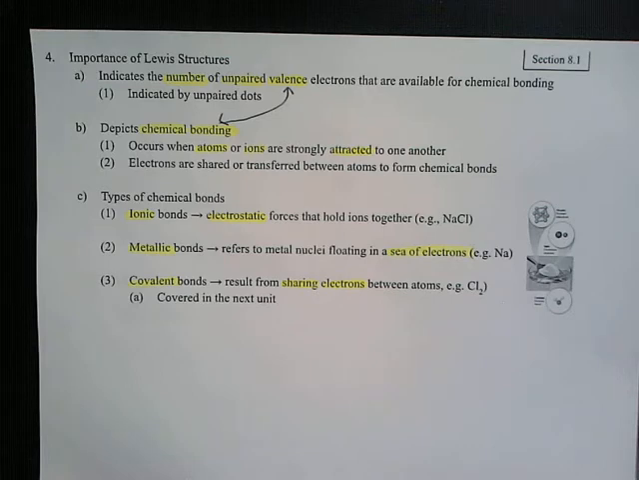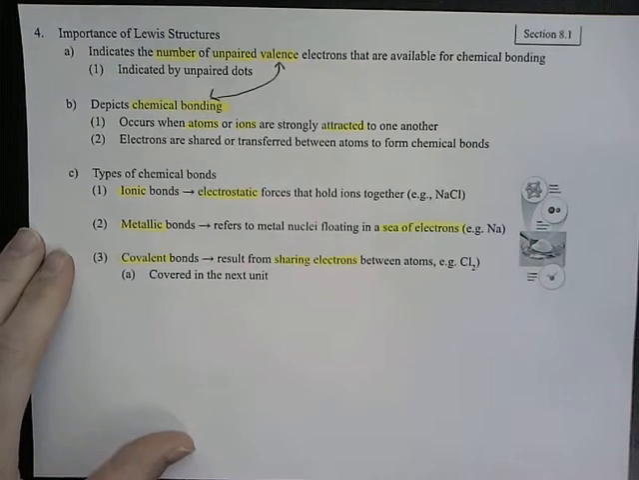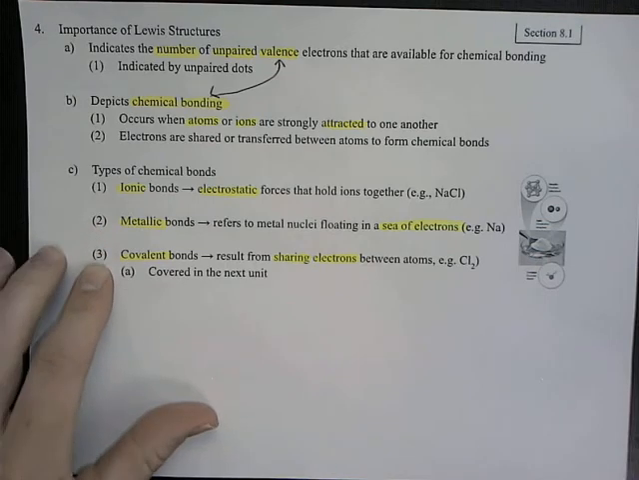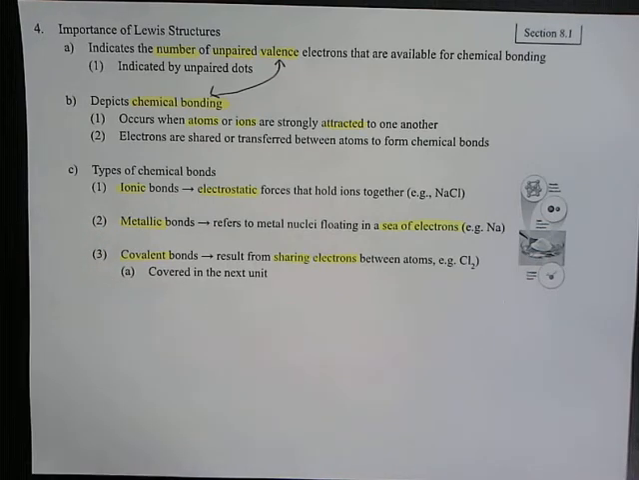Now, how we get to chemical bonding is through sharing, through giving away or attracting those electrons. And we have 3 simple types of chemical bonds that can be associated with the exchange or sharing of electrons. You have ionic, metallic, and covalent bonds.